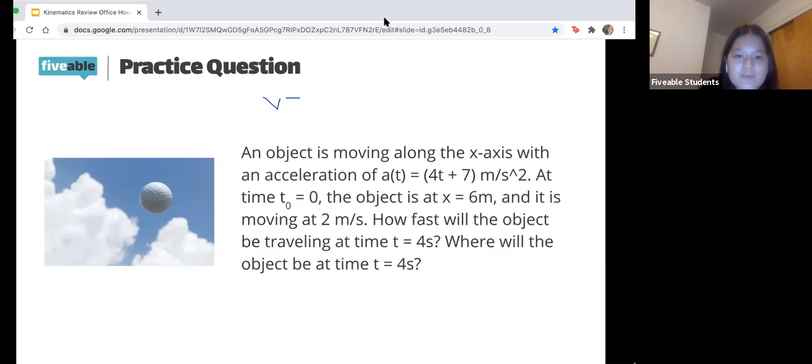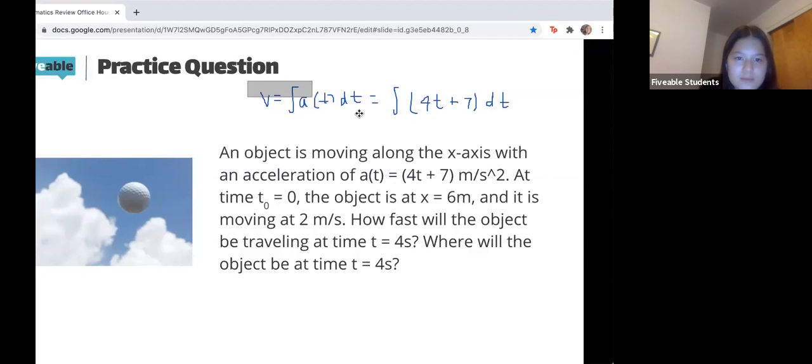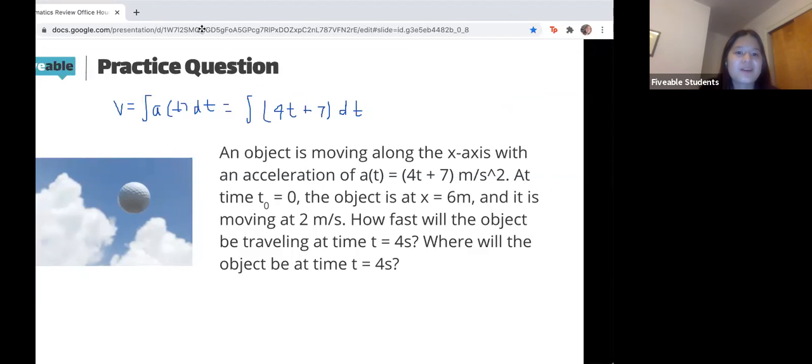So v is equal to the integral of a dt. Very formal about this. We put our equation in, and then we're going to integrate that. That is equal to 2t squared, where you raise the power and divide by the new power.